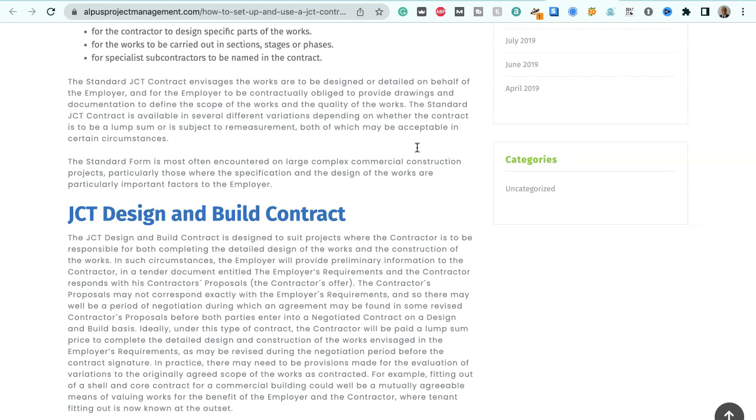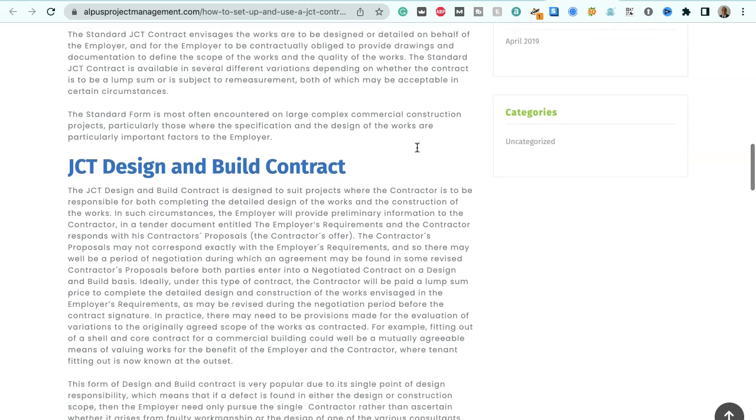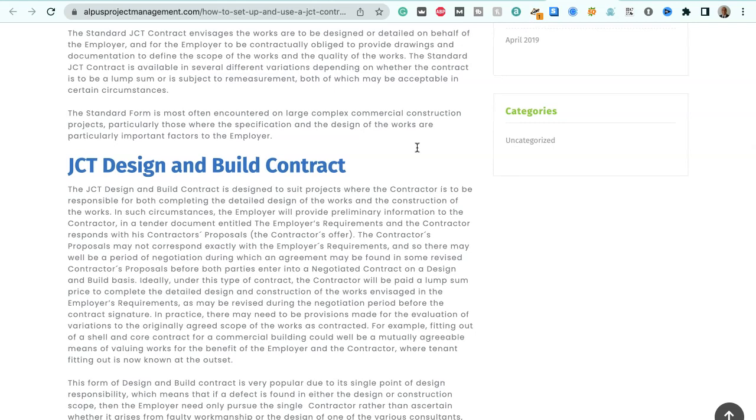This is not that unusual, for specialist subcontractors to be named in part of the contract, and for their part of the works to involve quite detailed and specialized design work, which they would have an obligation to produce. These could be shop drawings, or they could be other sorts of design drawings, but essentially the contract should define what the obligation is. So the standard JCT contract envisages the works are to be designed or detailed on behalf of the employer, and for the employer to be contractually obliged to provide drawings and documentation to define the scope of the works and the quality of the works.